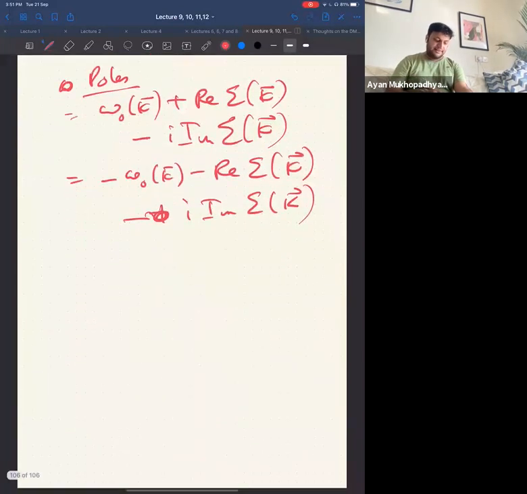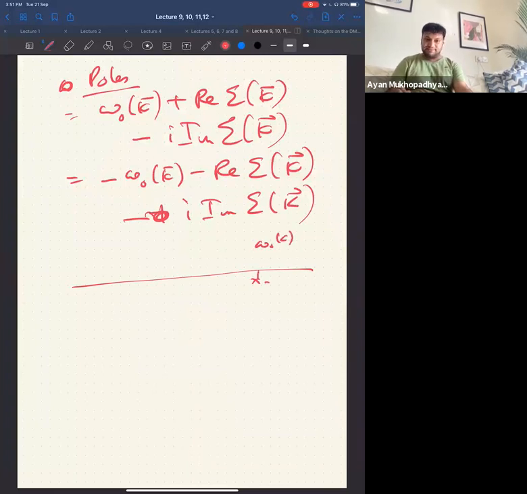So what is the difference? The difference is as follows. Previously it was just below this, it was omega naught k minus i epsilon. So it was just a little bit displaced. It was almost on the real axis. But now you see there is a shift. There is a shift of this thing somewhere here. So let us say now it is somewhere here in the interacting theory.